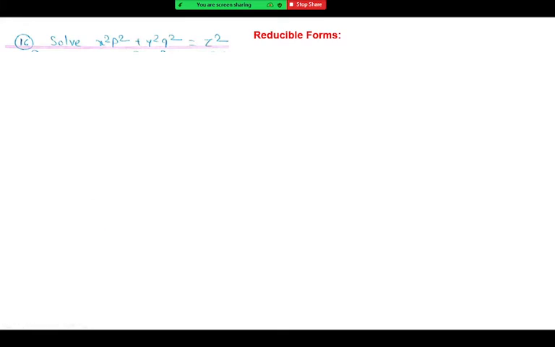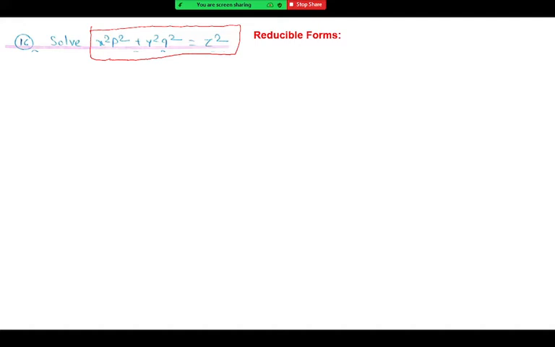x square p square plus y square q square equal to z square. This is the example. Remember, whenever the terms of x are connected with p or terms of y are connected with q, we can use a reducible form. So identification of reducible form is x and p should be connected to each other, that means they should be in a single term, and y and q should be in a single term. Yes, it can be in the reducible form.